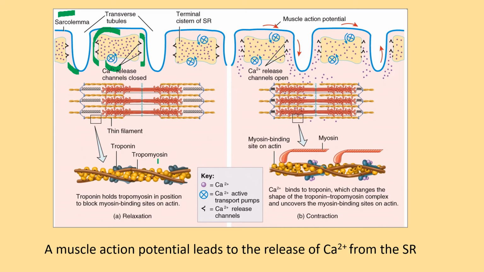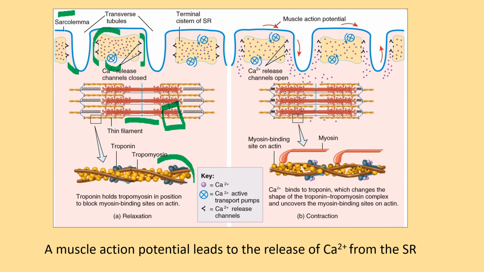What else do we see? Because there's no calcium here, the tropomyosin is covering up the myosin binding sites and there are no cross bridges. So the myosin heads are not attached to actin. This H zone here is nice and wide. This is a relaxed sarcomere and the whole cell is nice and long.